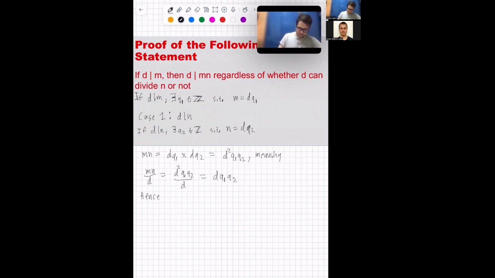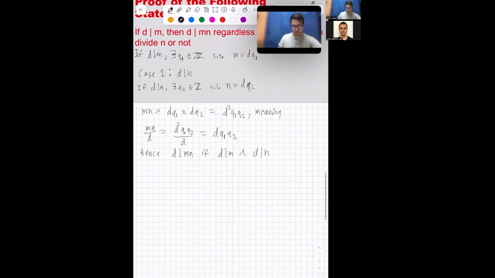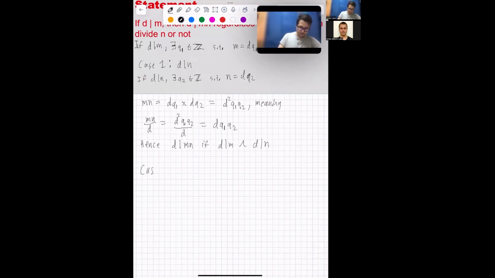Hence, d divides m times n if d divides m and d divides n. Now we're going to go with case 2.